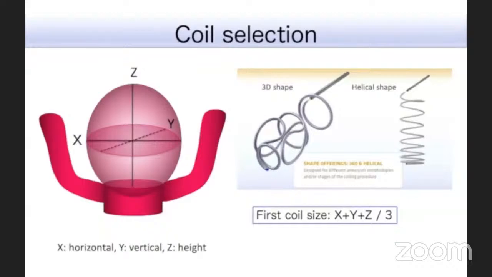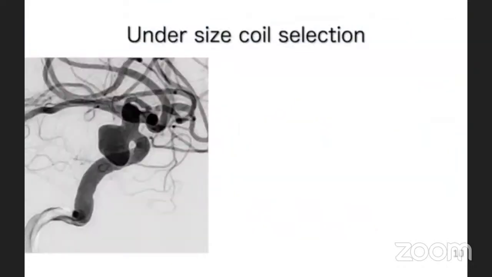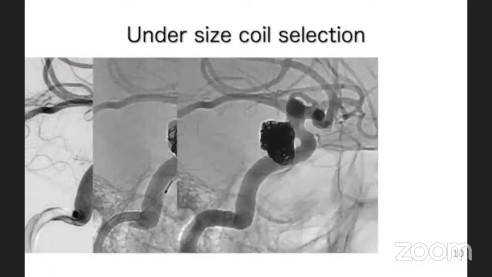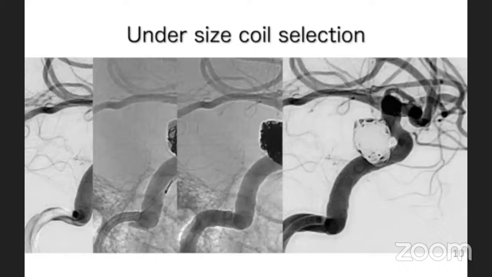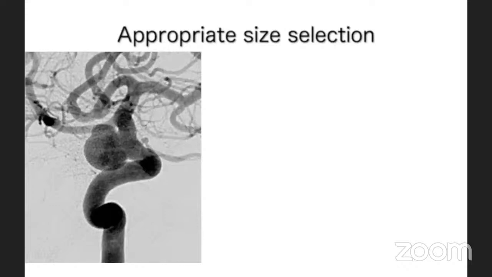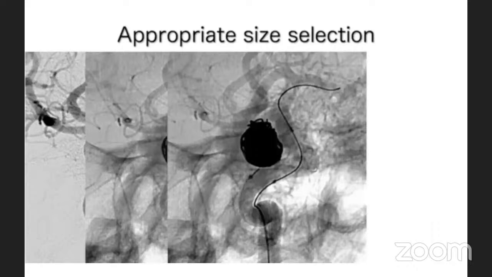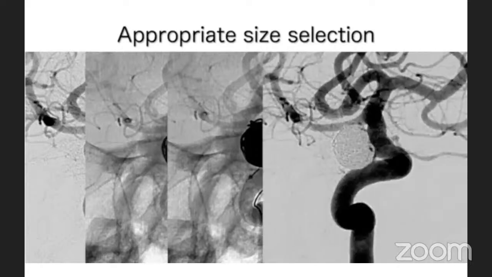When we select the framing coil, coil size is average diameter of XYZ. We can use 3D shape and helical shape. In this case, coil selection is too small for aneurysmal diameter. On final angiogram, there are some space outside of the coil mass. This is risk of recanalization. On the other hand, coil loops are good contact with aneurysmal wall. In this case, the aneurysm is occluded with coils completely.